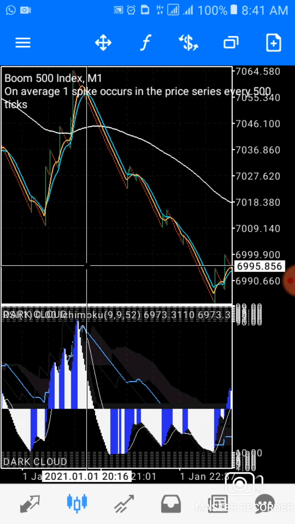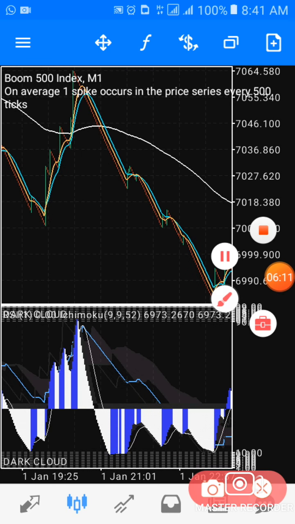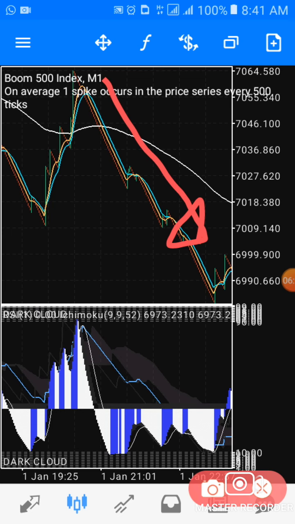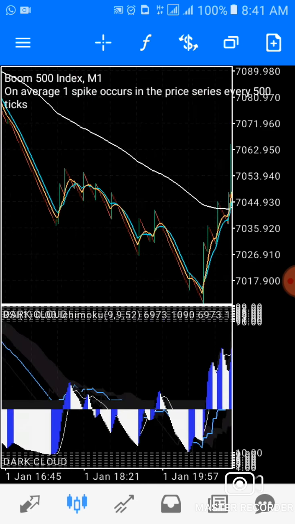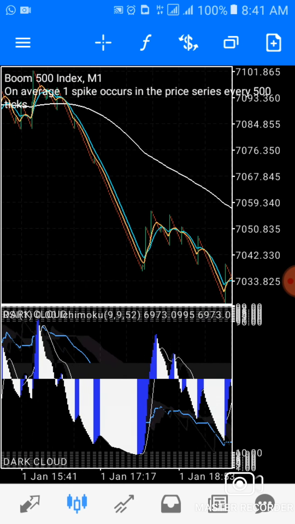The lines have crossed each other downward. See what is happening. All these pips would have been eaten. All these pips here. The line has crossed here, so all these pips could have been eaten downwards. This is the goodness of this strategy.